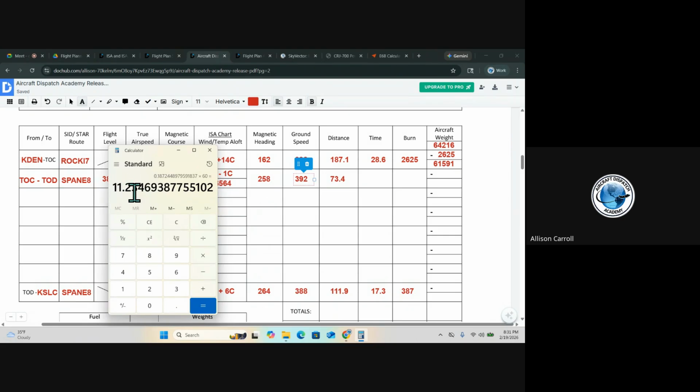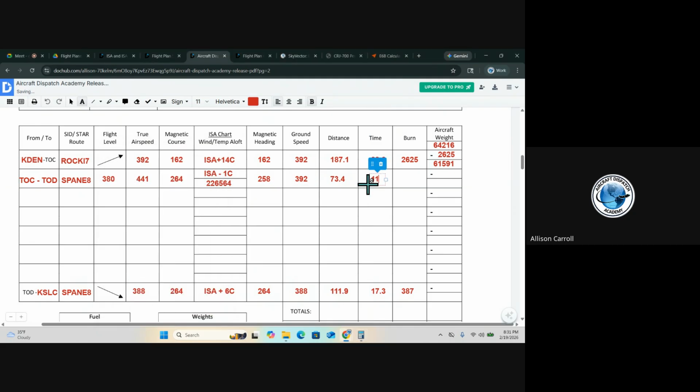So this is where I just go out to one place over for time. Some people just round it. That's up to you. I like to go one place over from the decimal just because it gives me a little bit more accurate time. So 11.2 minutes. I don't round to whole numbers when it comes to time. Okay. I absolutely round to the next whole number with fuel.